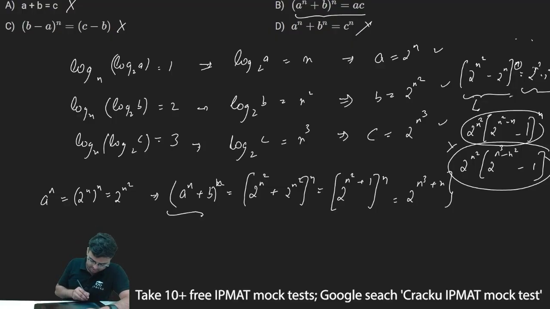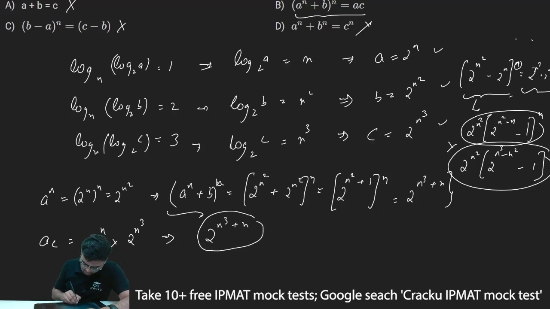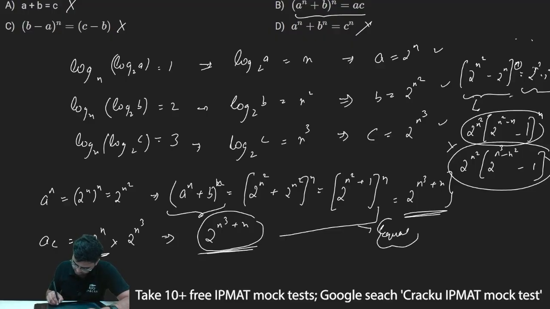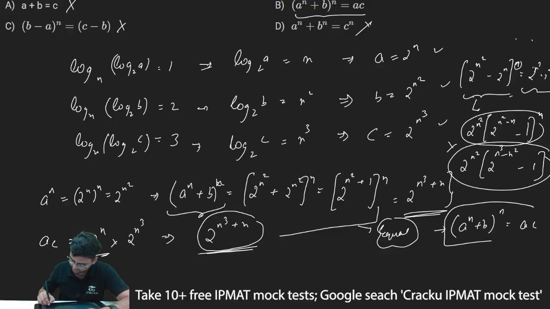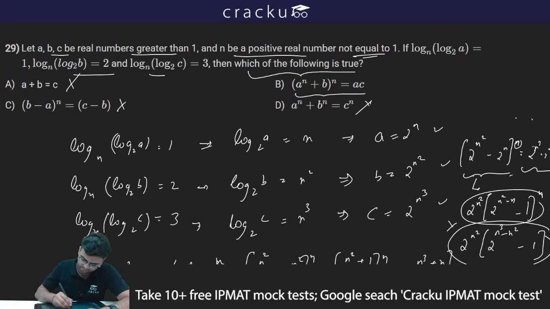Now let me check the right hand side, which is a into c. What is a? a is 2 to the power n, and c is 2 to the power n cube. So this will be equal to 2 to the power n cube plus n. So (a to the power n plus b) whole n is 2 to the power n cube plus n, and a into c is also equal to 2 to the power n cube plus n. Both of them are equal, and thus I can say (a to the power n plus b) whole power n should be equal to a into c. This is my correct answer, because this is the condition which is true, and therefore option B is the correct answer.